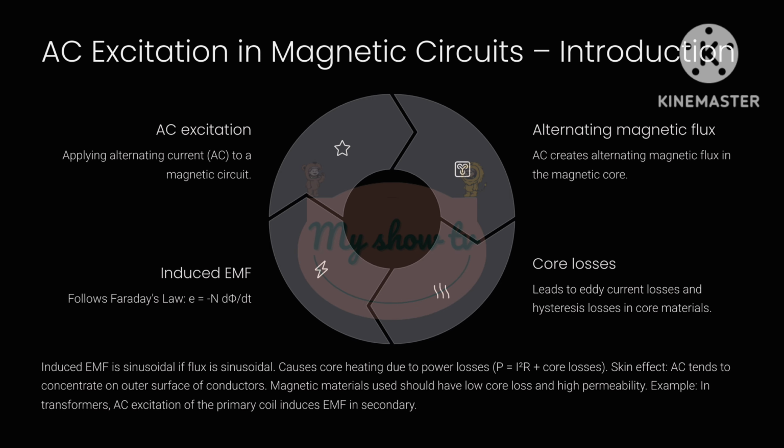9. Example, in transformers, AC excitation of the primary winding induces an alternating magnetic field that links to the secondary winding and produces voltage.